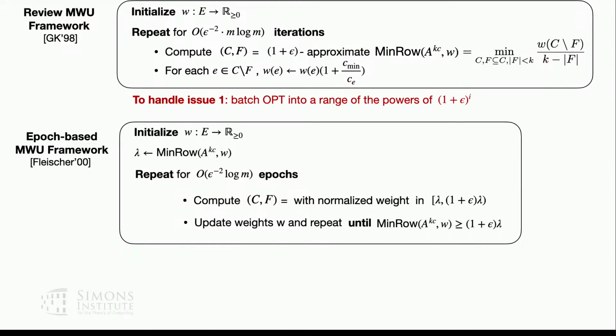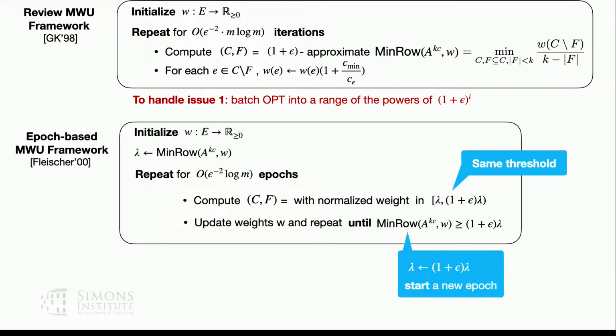We do this until the min ratio has increased by at least 1 plus epsilon, and then this is the end of the epoch, and we start a new epoch. If you notice, in the same epoch they have the same threshold, so you can just use the same threshold throughout the epoch. So this works very nicely.